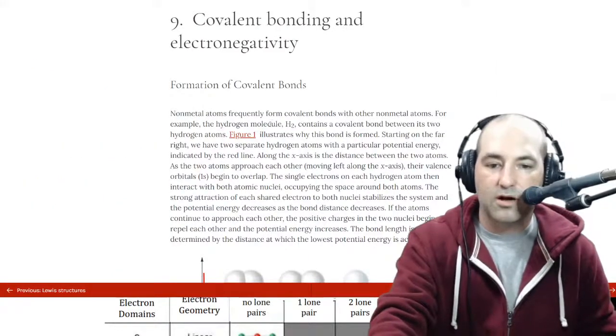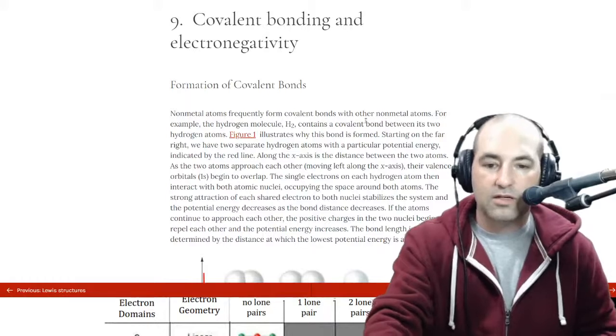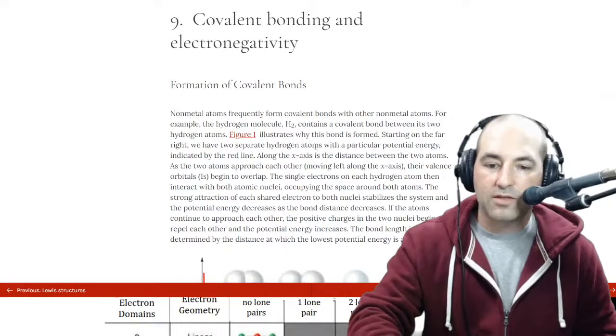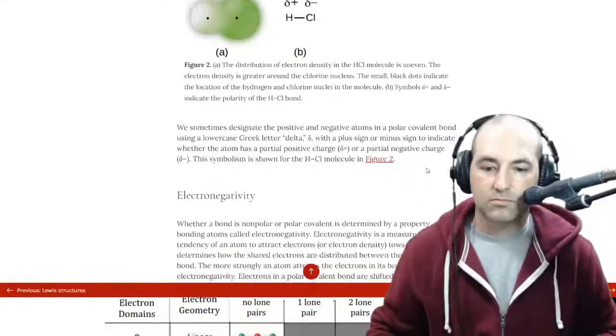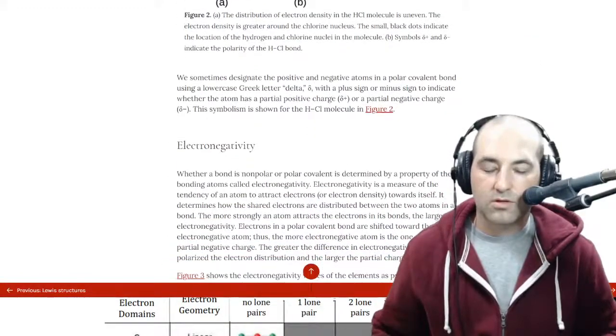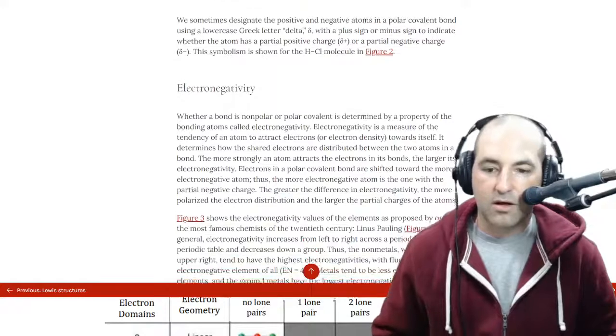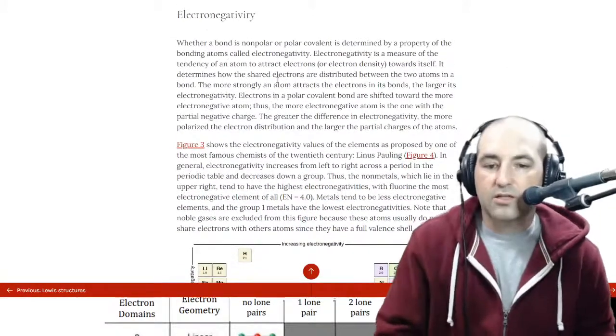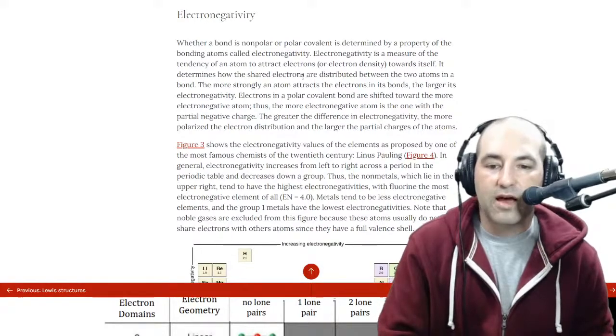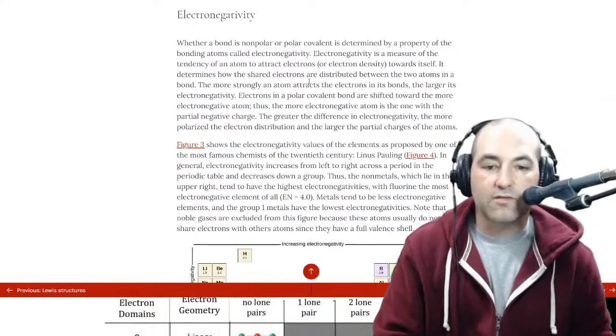So there's a chapter here, covalent bonding and electronegativity. And this kind of describes how this bonding works. So this is some of the stuff that we've already talked about. All right, so let's go down here with electronegativity. So electronegativity is a measure of the tendency of an atom to attract electrons toward itself in a covalent bond.